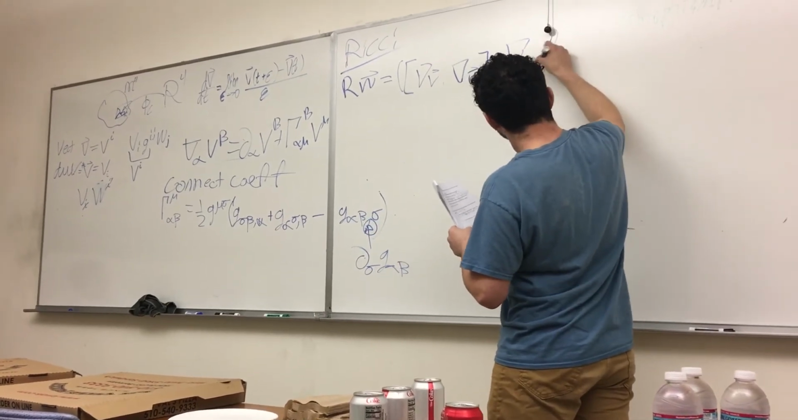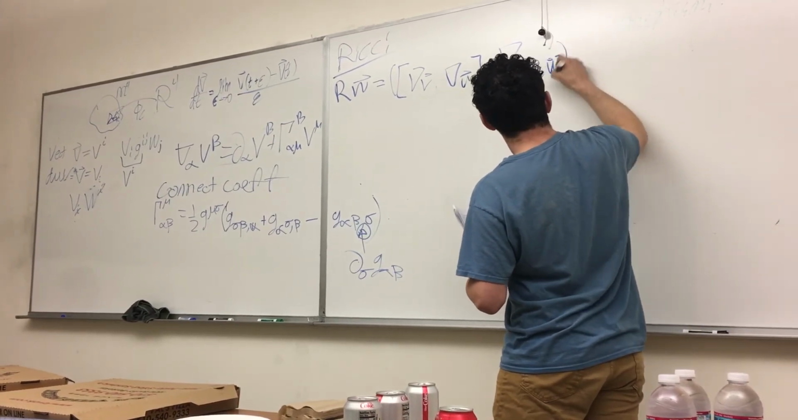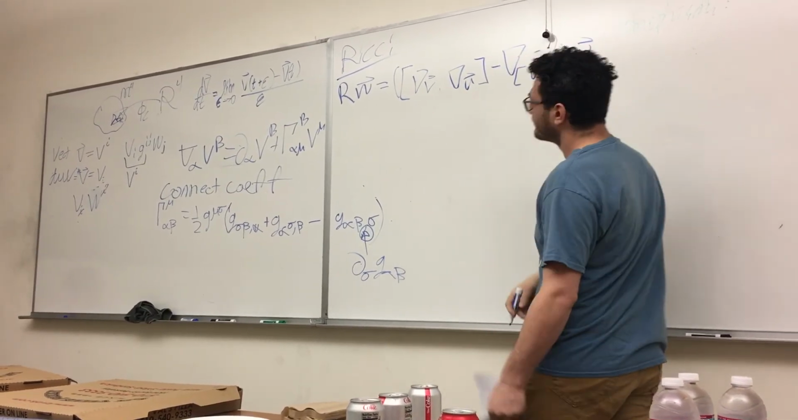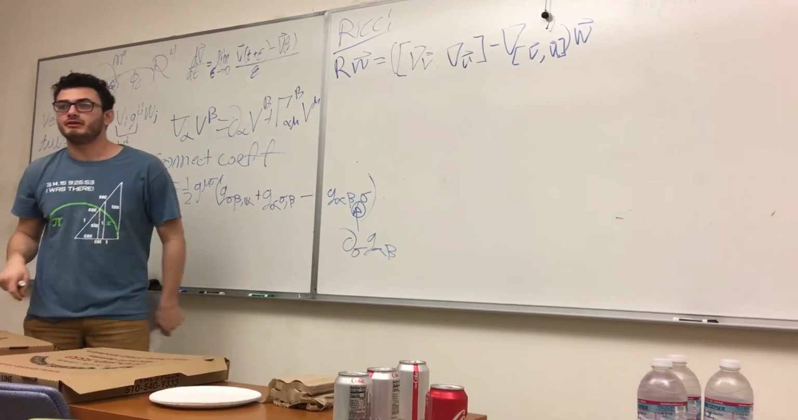Del B comma U, back with our vector W. All right, so there we have all the components to be able to write out Einstein's field equations.